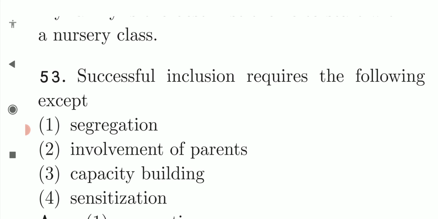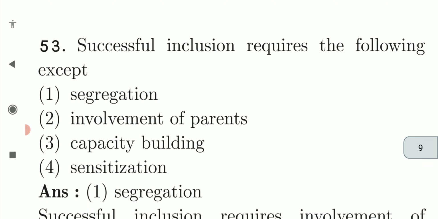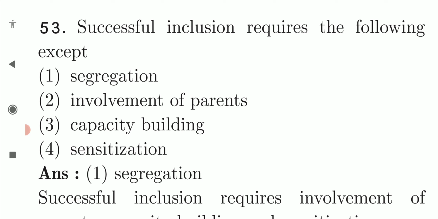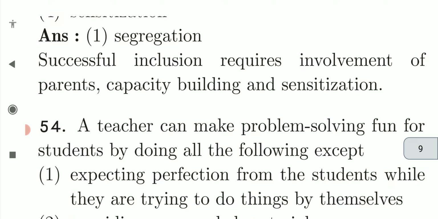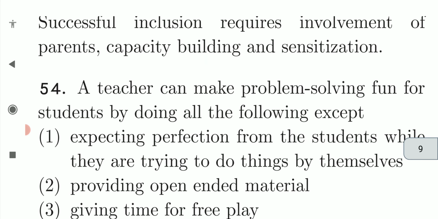Successful inclusion requires the following except segregation. So no one should be segregated, right? It can be involvement of parents, capacity building, sensitization. Successful inclusion requires the involvement of parents, capacity building, and sensitization.